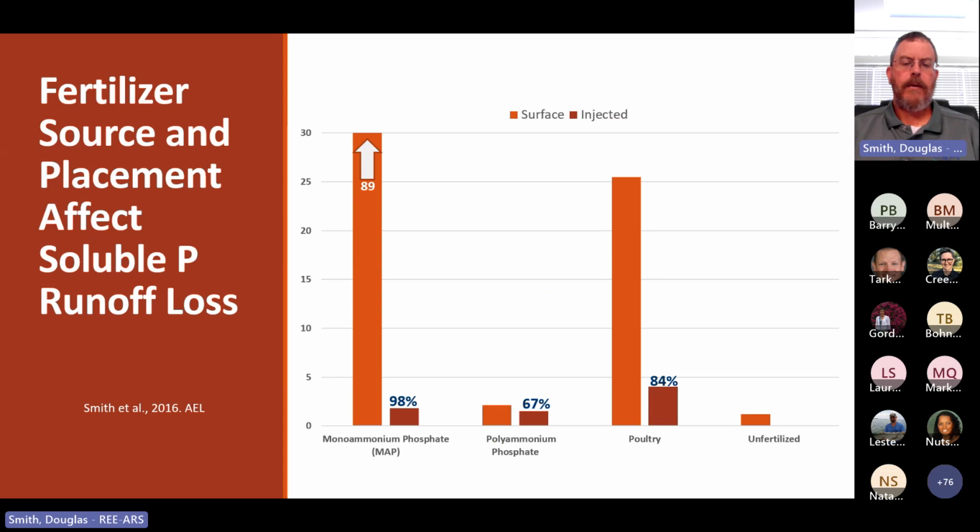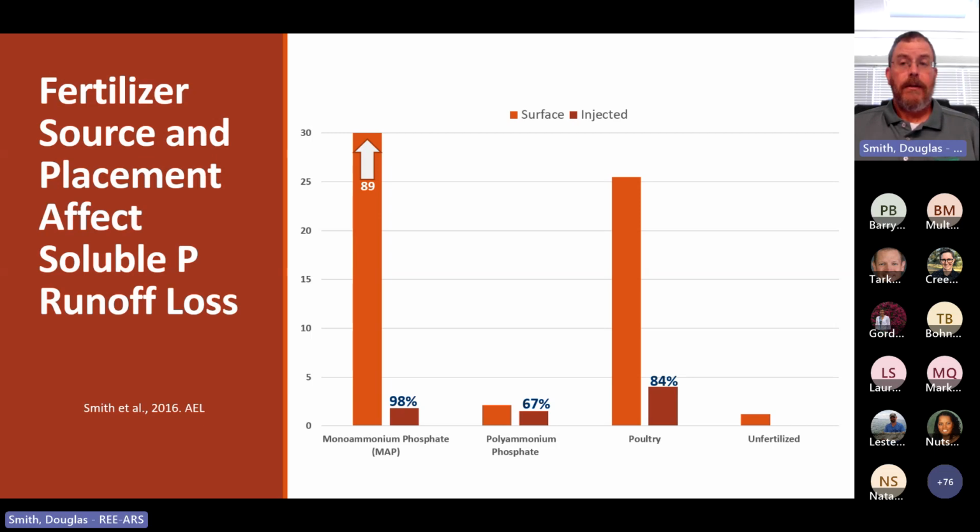And a quick item about placing fertilizer on the surface without incorporating it. We did some studies here where we surface applied 3 different fertilizers. We have a dry monoammonium phosphate, polyammonium phosphate, which is a liquid, and then poultry litter, which is obviously a dry material. So we would spread that on the surface and then rain on it, and we would get pretty high levels of phosphorus loss.